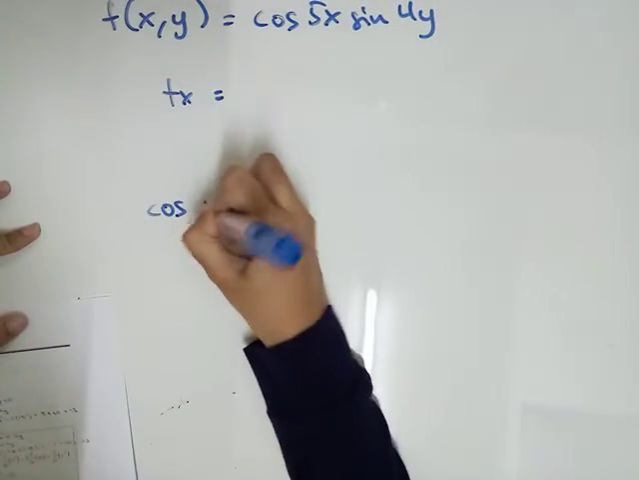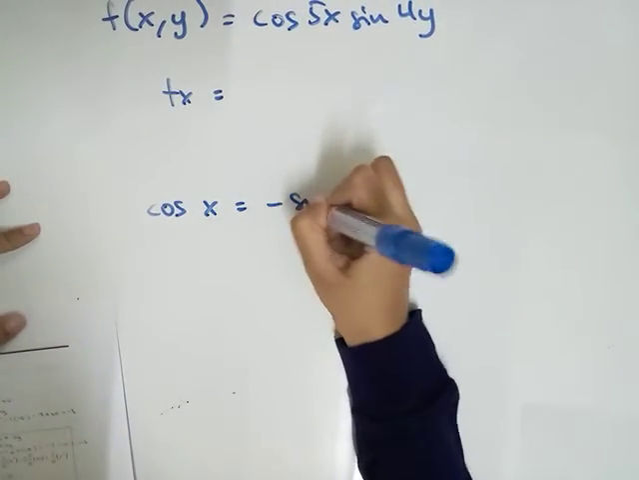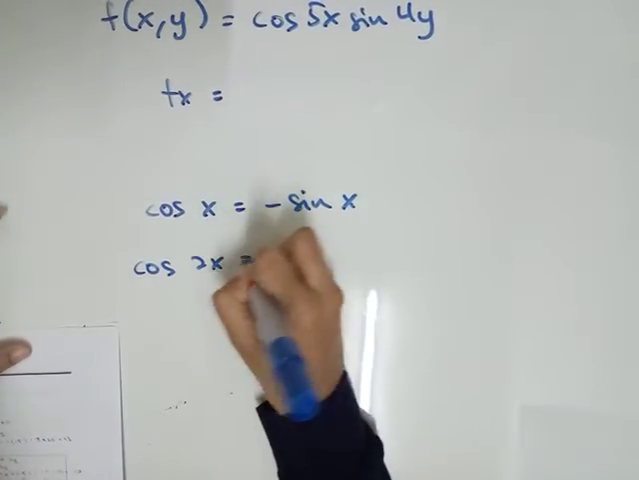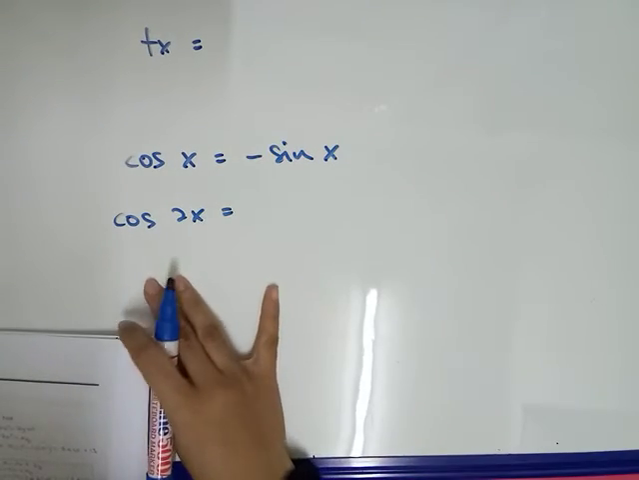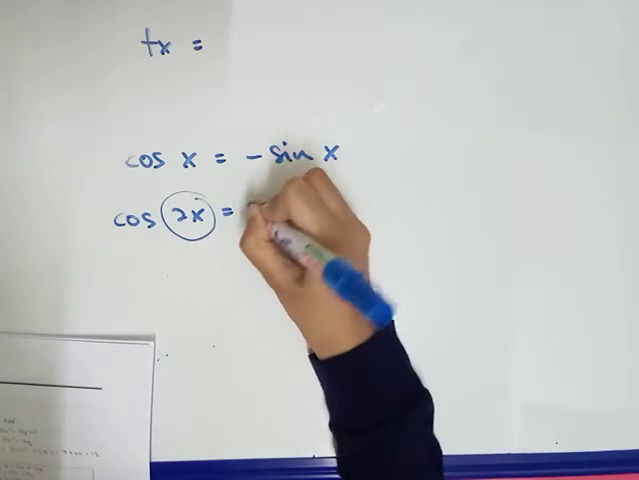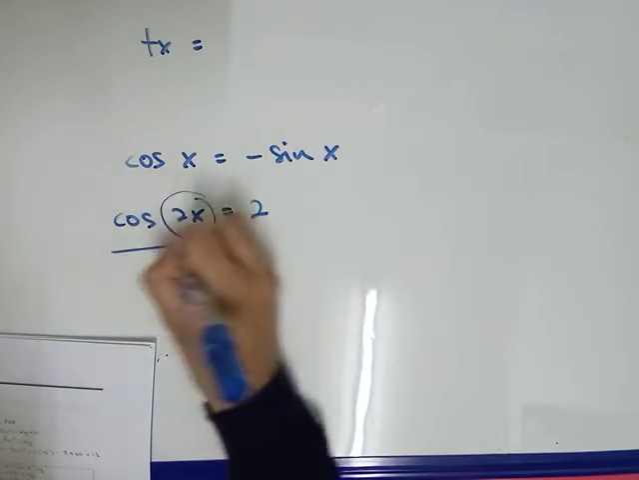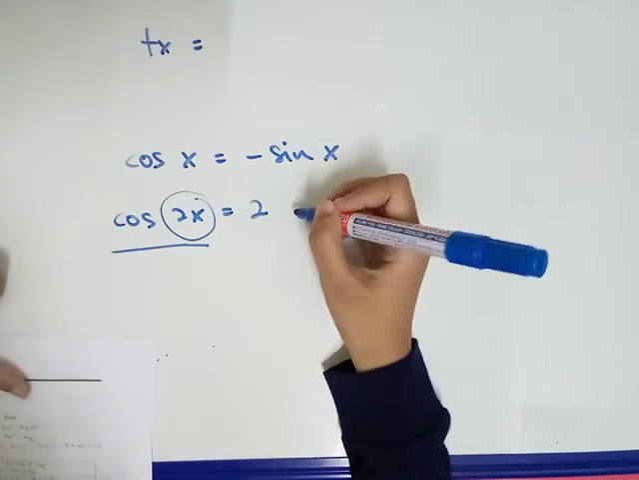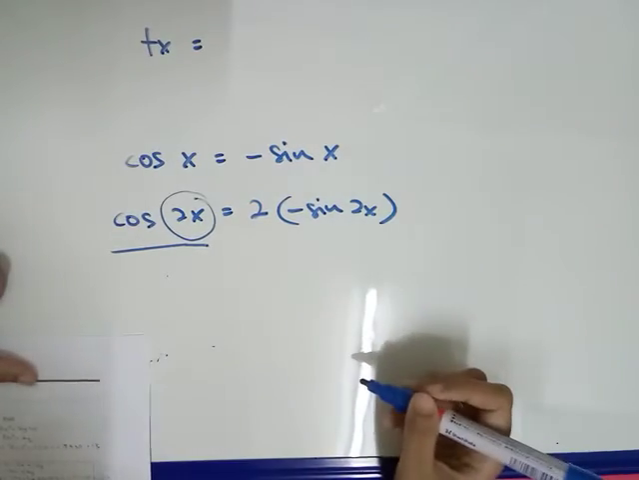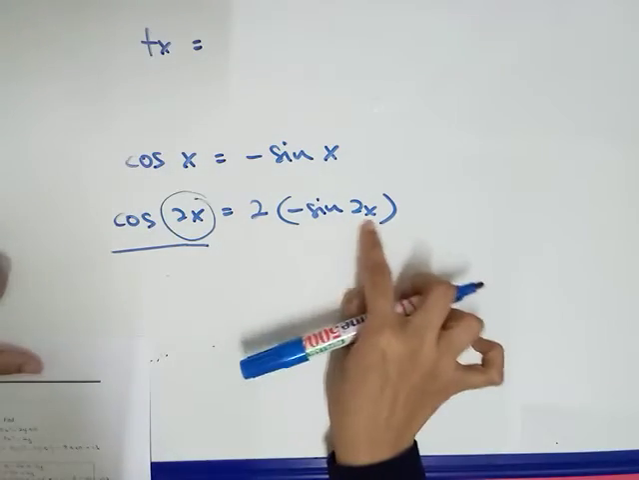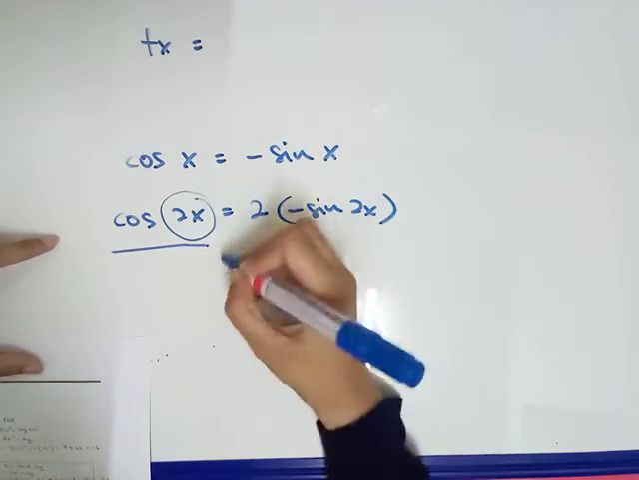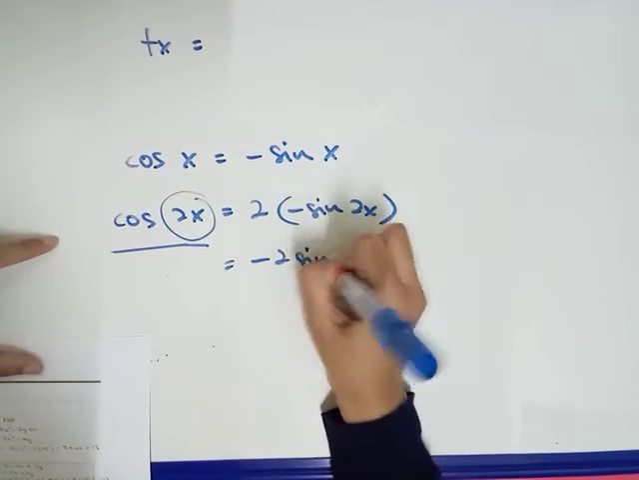Differentiate cos x, we get negative sin x. Differentiate cos 2x, how do you get it? First, we need to differentiate 2x. Differentiate 2x, we get 2. Differentiate cos 2x, we get negative sin 2x, because this one is 2x, so keep 2x. Differentiate cos, we get negative sin, and then 2x. So the answer is -2 sin 2x.